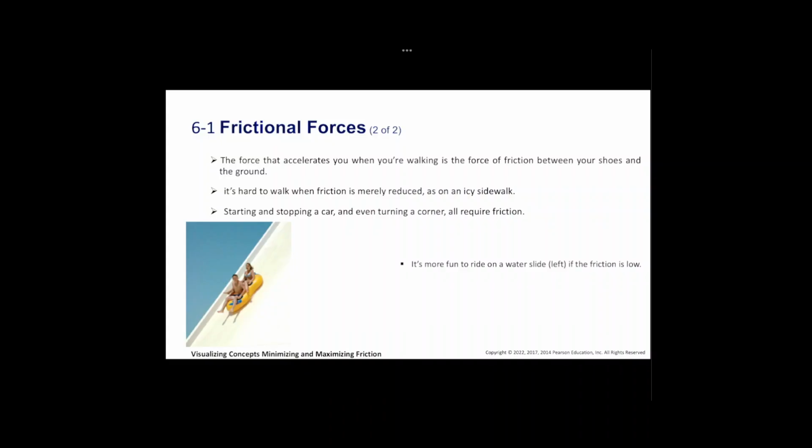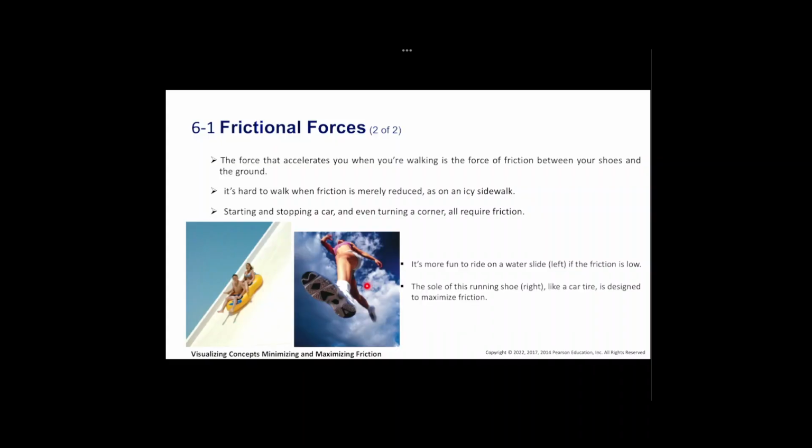So sometimes it is desirable to reduce friction and in other cases we want as much friction as possible. For example, it's more fun to ride on a water slide if the friction is low, however when running we need friction to help us speed up, slow down and make turns. The sole of this running shoe, like a car tire, is designed to maximize its friction.